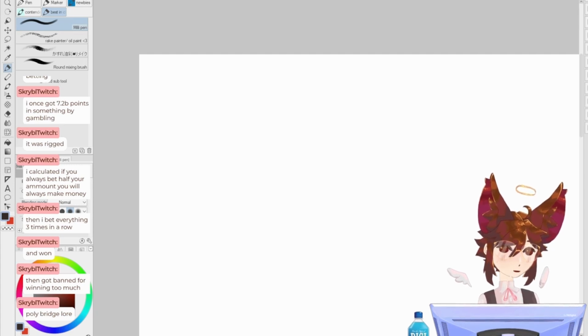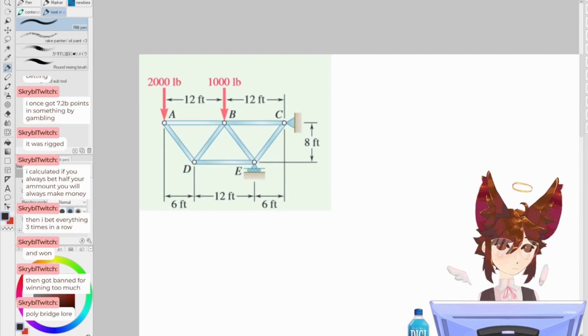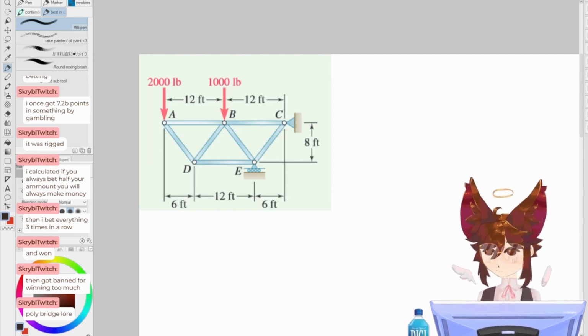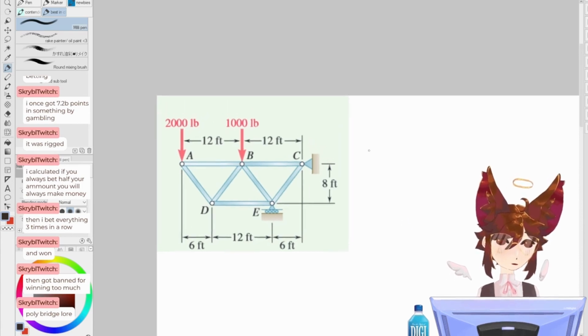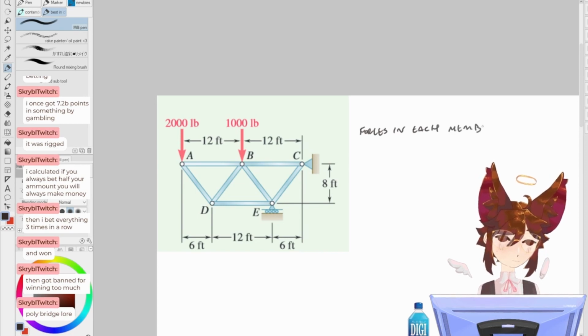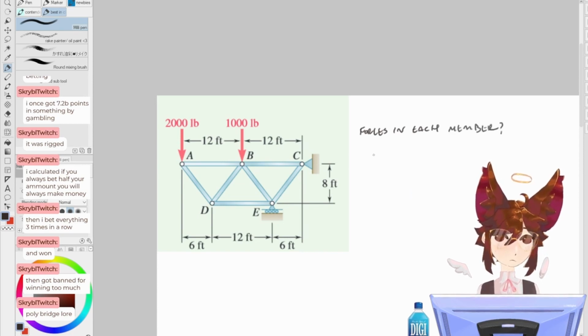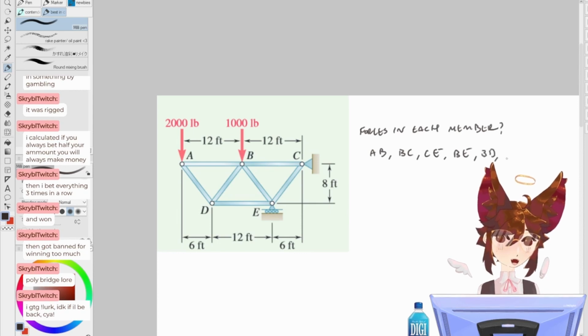I don't even really need to start with strategy, do I? Not really, but that's okay. Whatever. This is E8. Alright. Okay, so we want to find the forces in each member. So this is A, B, B, C, C, E, B, E, B, D, A, D.